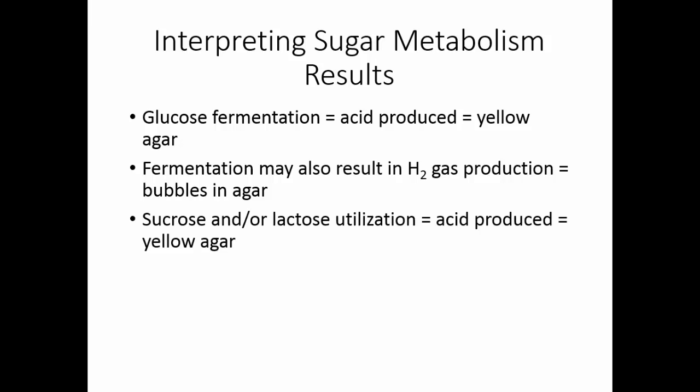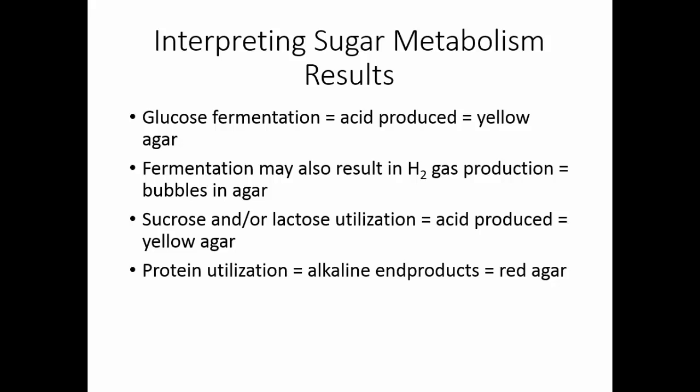Sucrose and or lactose utilization also yields acid production and yellow agar. But if protein is utilized, you get alkaline end products and you get red agar. The capital letter K is used to indicate alkaline conditions.